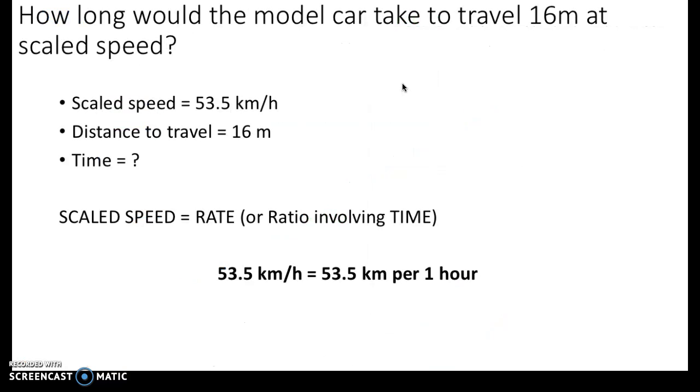So now let's look at the distance to travel for our model car and the time it would take. Here we have a notion of time, and we see that notion of time in the speed. And the speed, what is it? It's actually a rate or ratio that involves time. If we put that in English terms, we have kilometers, or distance, per hour, so distance per unit of time.